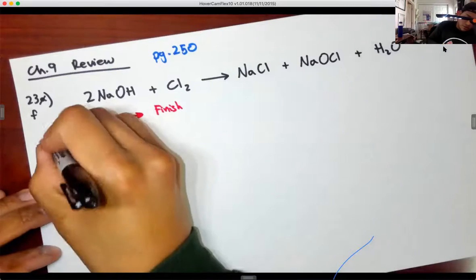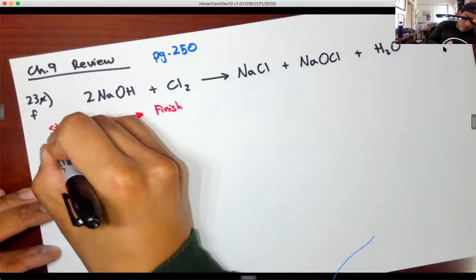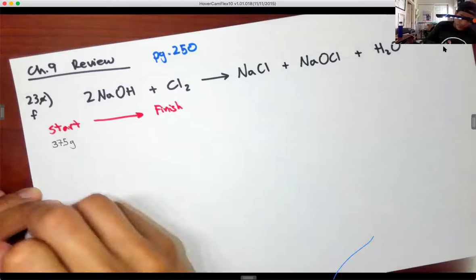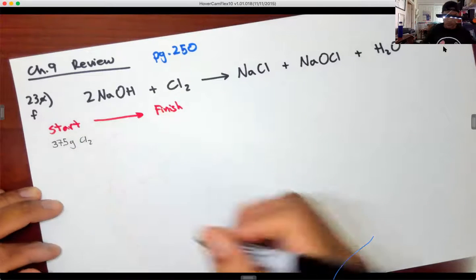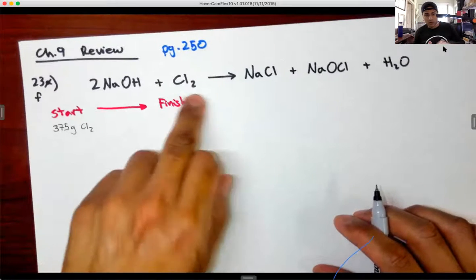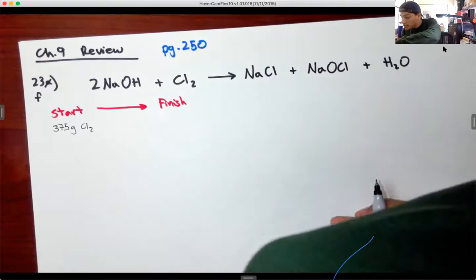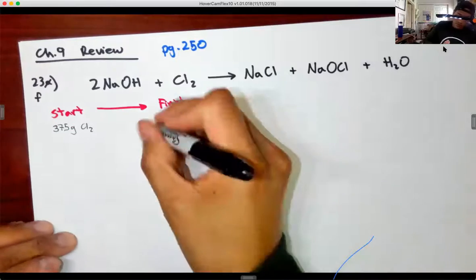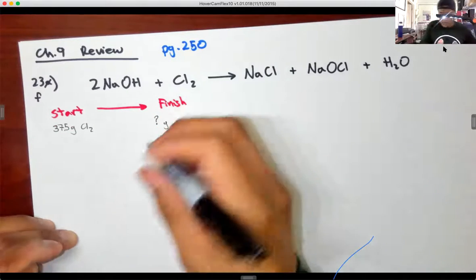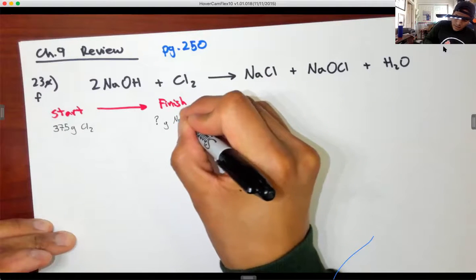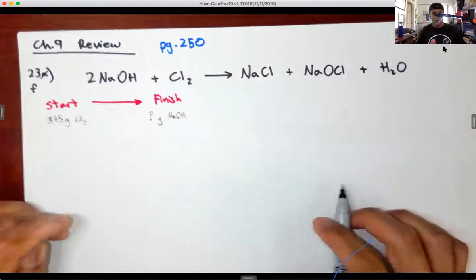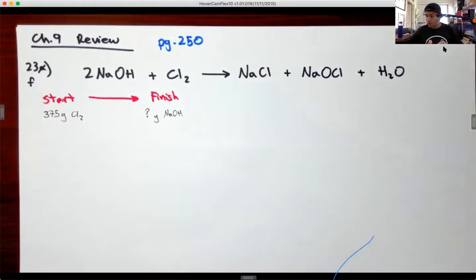In this case, it's going to be 37.5 grams of Cl2, okay? So basically, if you start with 37.5 grams of Cl2, how many grams of NaOH are you going to produce? Okay. So we're starting with grams, we're finishing with grams.